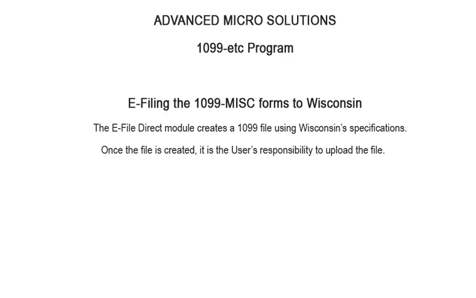This tutorial covers e-filing the 1099 miscellaneous forms to Wisconsin. The e-file direct module creates a file using the Wisconsin specifications. Once the file is created, it is the user's responsibility to upload the file. Please note, Wisconsin may require a pre-registration process. Please contact the state for more information.